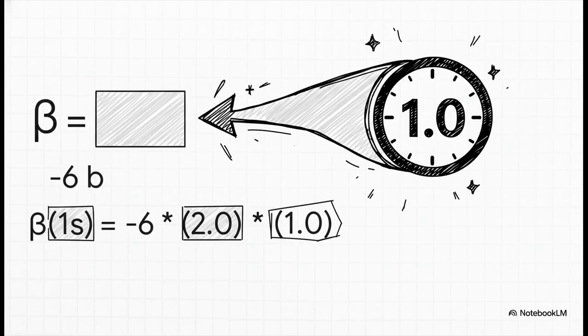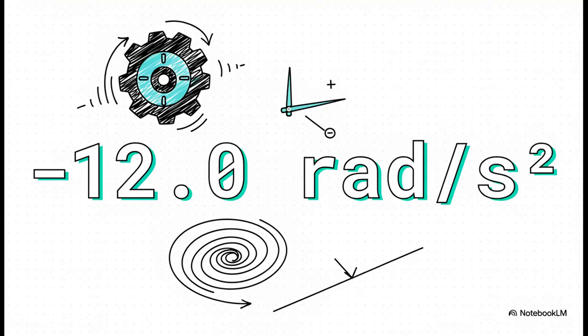And the problem wants to know this value right at the stopping moment, which we already figured out is t equals 1 second. So all we have to do now is plug 1 into our brand new acceleration function. We substitute our values. We get beta equals negative 6 times 2 times 1, which gives us a final answer of negative 12.0 radians per second squared.